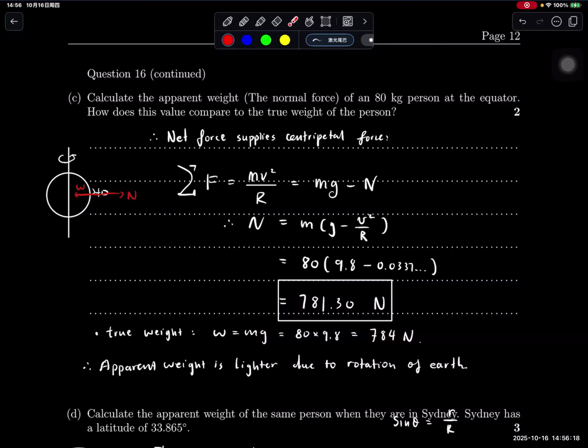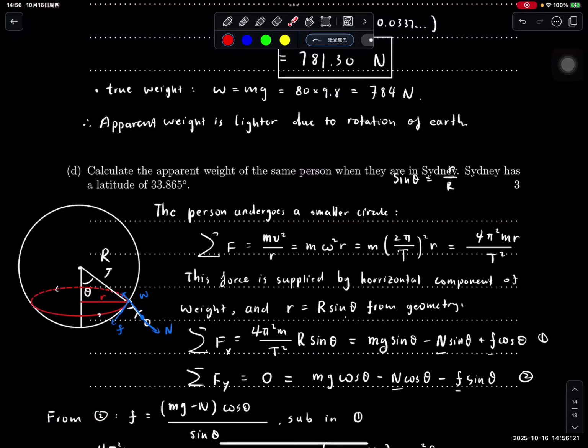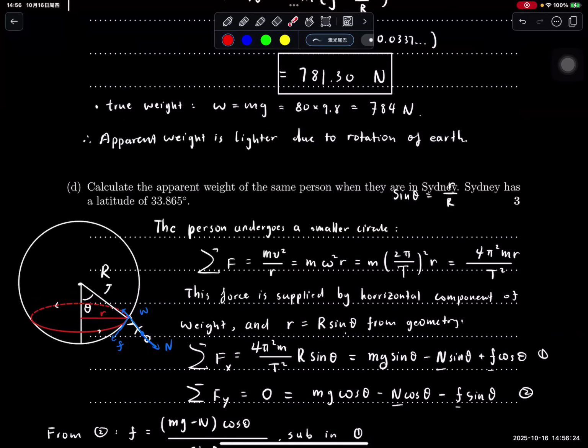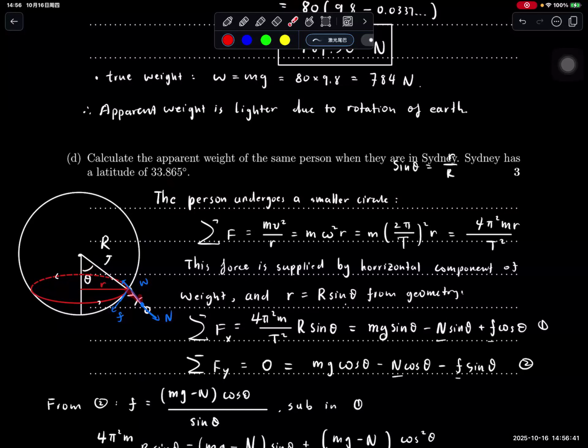All right. So question D says calculate the apparent weight for the same person standing in Sydney. Okay. Sydney has a latitude of 33.865. Okay, that means this angle is 33.865. So now this person is a little bit below the equator, so they are undergoing uniform circular motion in this way. So this is the radius of the circle. But since it's not directly at the equator, the normal force has to be perpendicular to the surface, so it should be in some direction like this, whereas the centripetal force must be supplied towards the center of the circle like this.